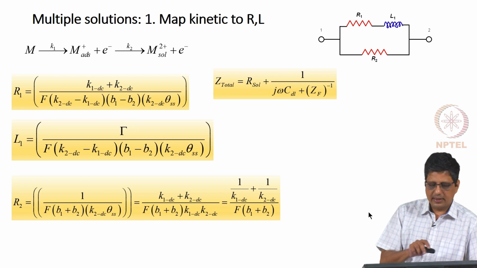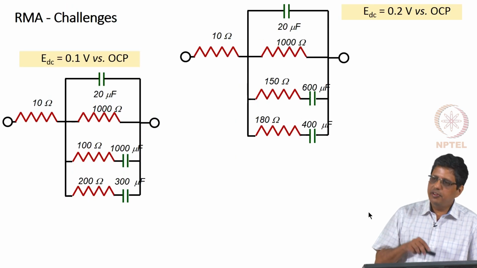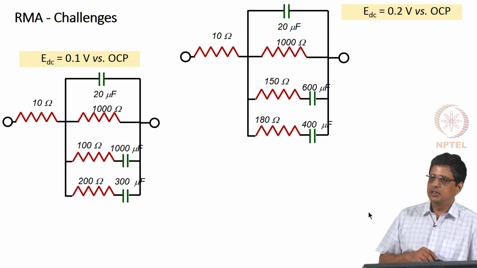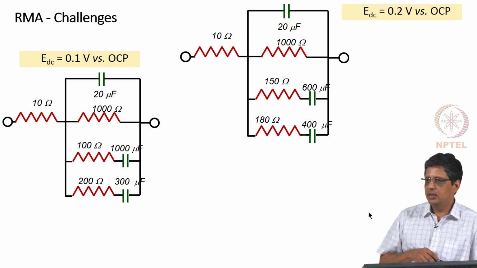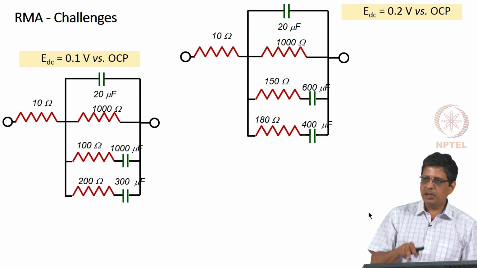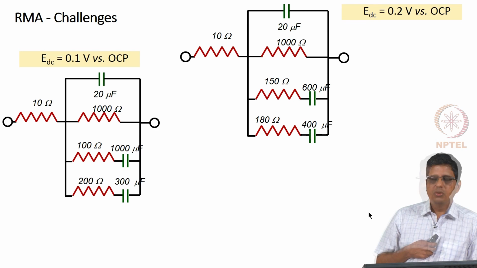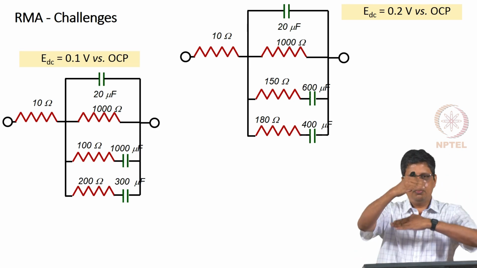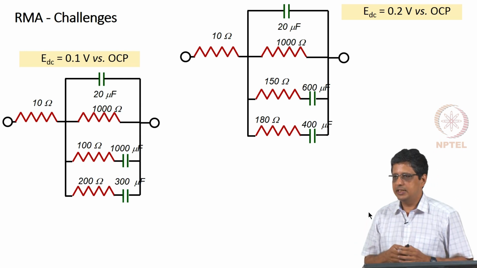of K10 B1, etc. The problem here is, how do I know that 150 is R1 prime and 600 is C1 prime? How do I know that 100 ohm has become 150 and 200 has reduced to 180? That is one possibility, or I can just shift this up and down. I can say 100 has become 180, it has increased to 180, and 200 has decreased to 150. You can't prove me wrong. With two circuits in parallel, I can say this is up, this is down, or this is up, this is down; both mean the same thing.